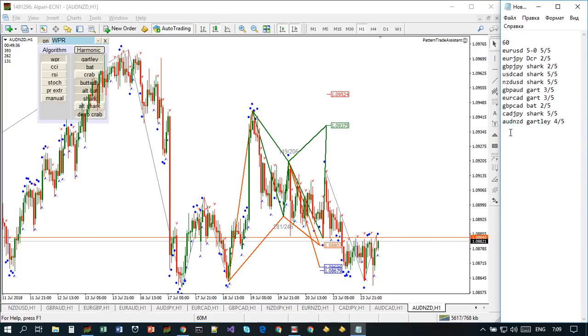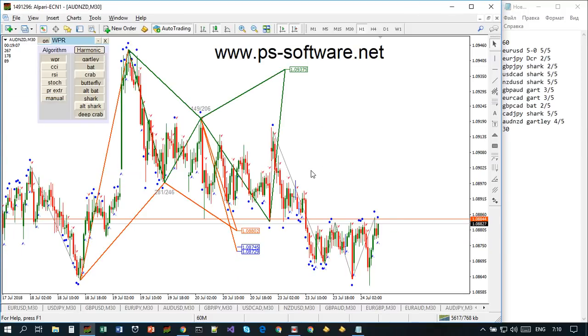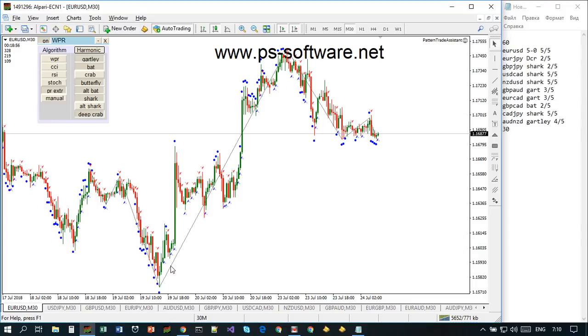Okay, let us switch to 30 minutes to find some more patterns on lower time frames. Well, it depends on your time, how much time you have. If you have your full day to trade patterns, you can use the 1 hour time frame, because the patterns evolve slowly, and actually you sit in front of the computer and wait for every hour candle close.